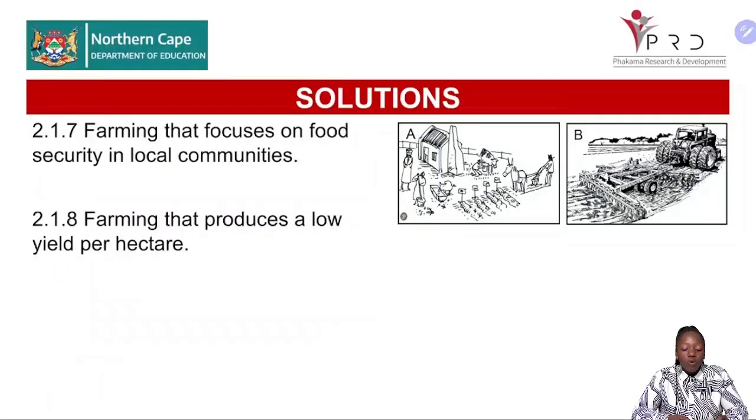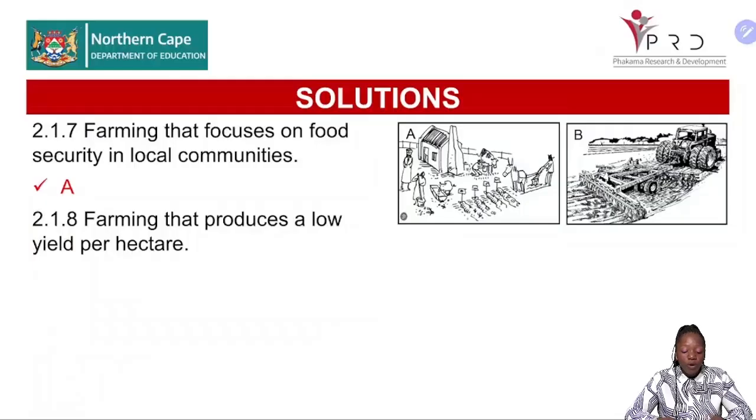Then your 2.1.7, the farming that focuses on food security for the local communities. Why is it A? Because they are farming for their families, which is subsistence, and they are also farming to sell the surplus, which is small scale farming. So therefore, they are focusing on food security because they want to feed their families and they want to sell the surplus so that they can support their family.